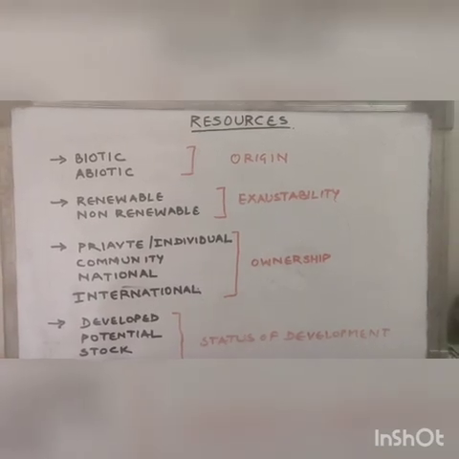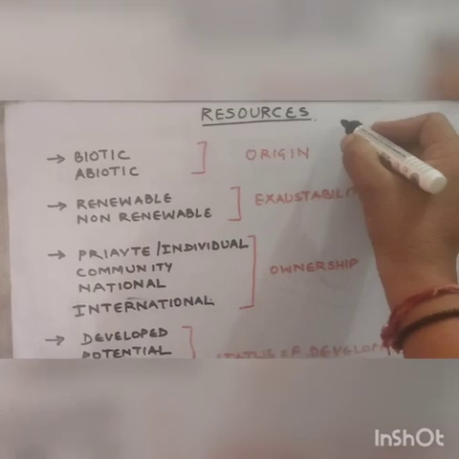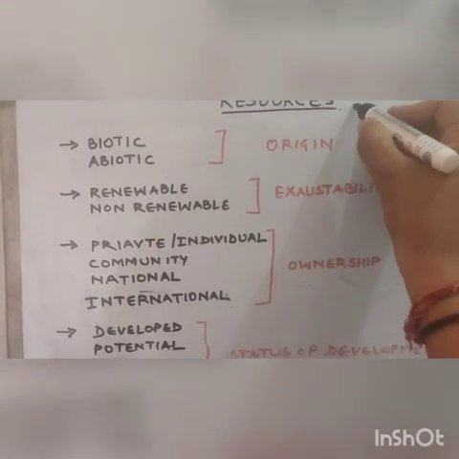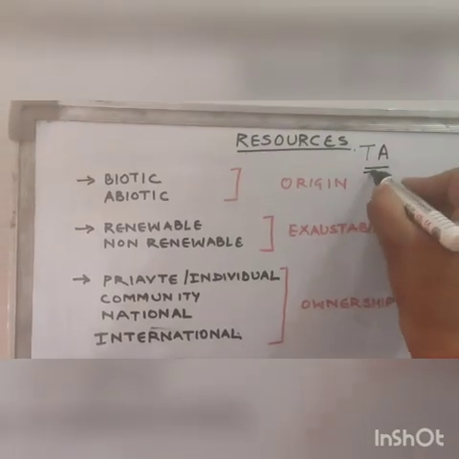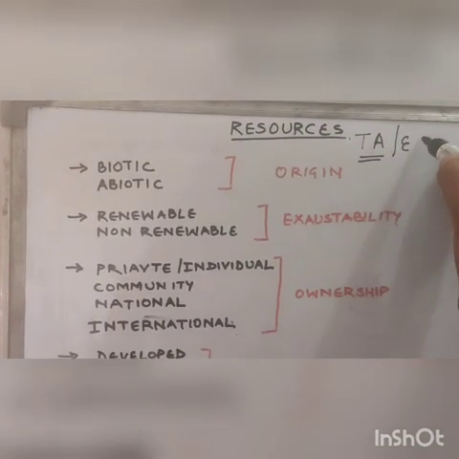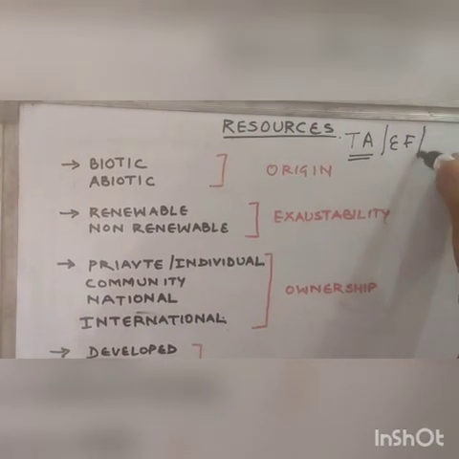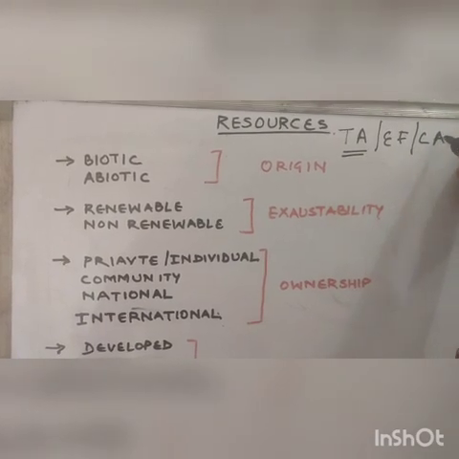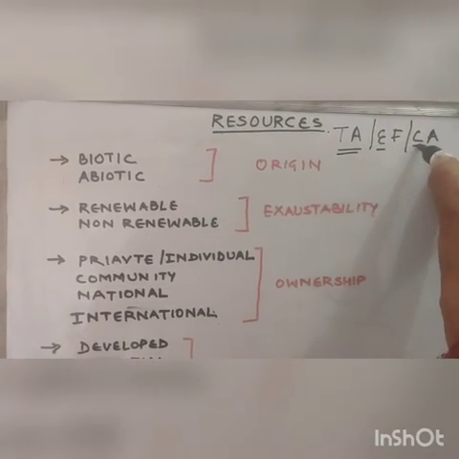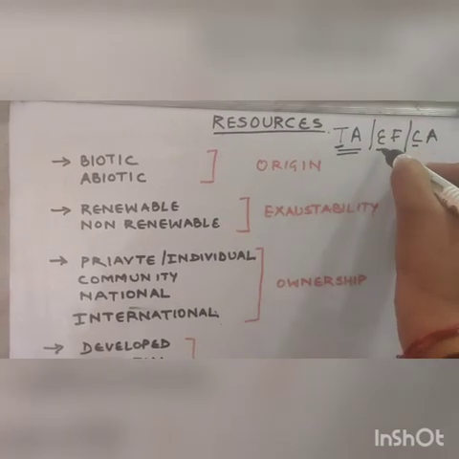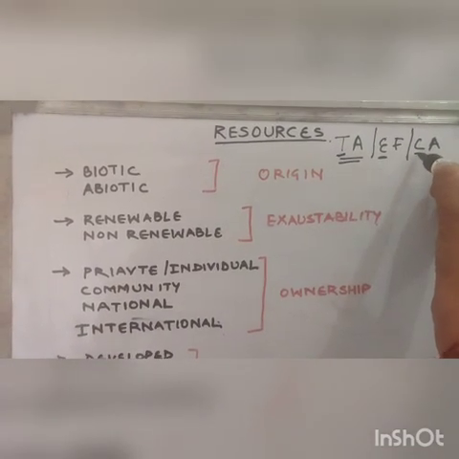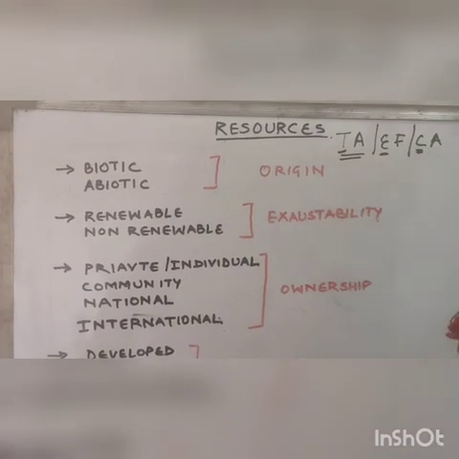So, the three things which we have to take care about are technically accessible, economically feasible, and culturally acceptable. You have to remember these three things when you write: technically, economically, and culturally. Okay.